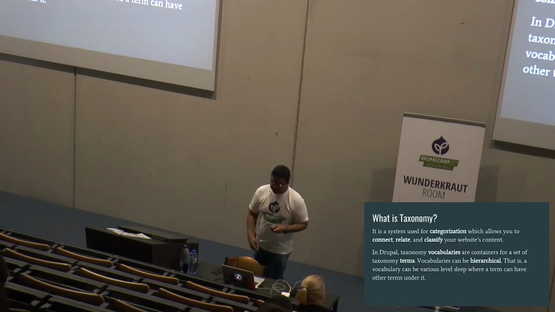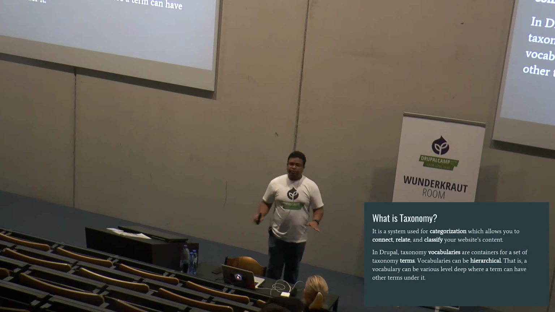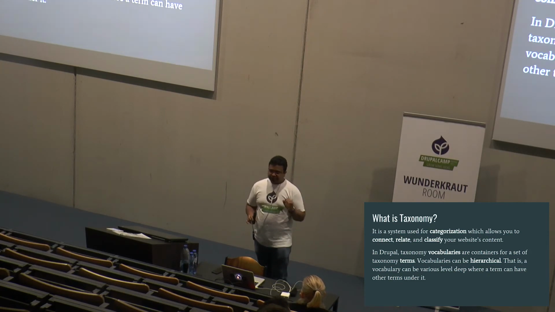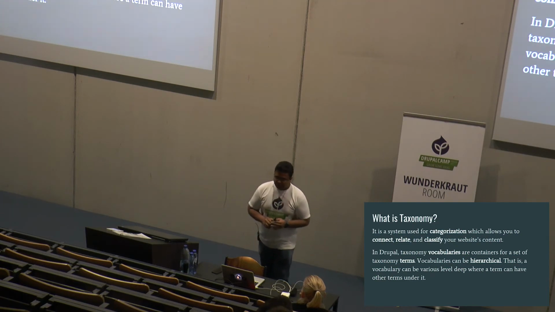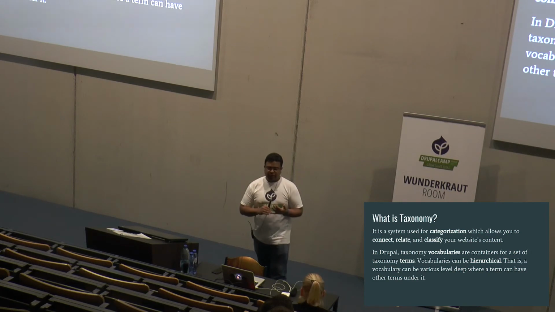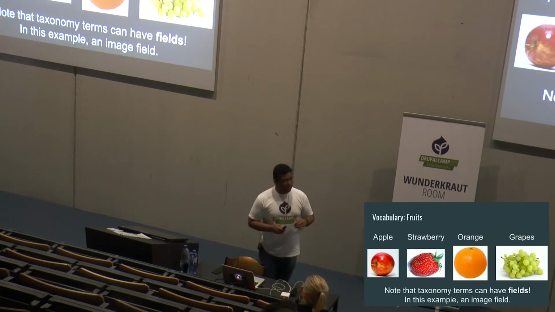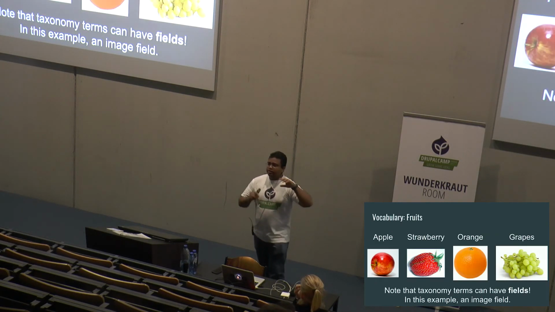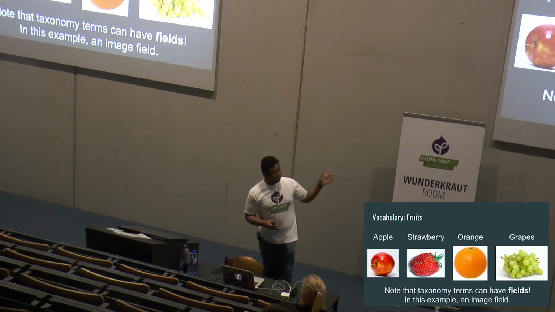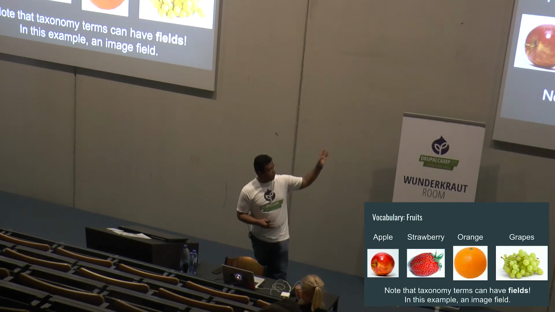We also have the taxonomy system, which is a really weird word, at least for me. But it is very simple. It is just 2 different concepts. The taxonomy system is used for categorization, and the only thing that you need to care about are vocabularies and terms. When you use this system, you connect, relate, and classify information in your website. And you have one vocabulary. A vocabulary is just a name and a grouping of taxonomy terms, and in this case, the terms have a name and an image.